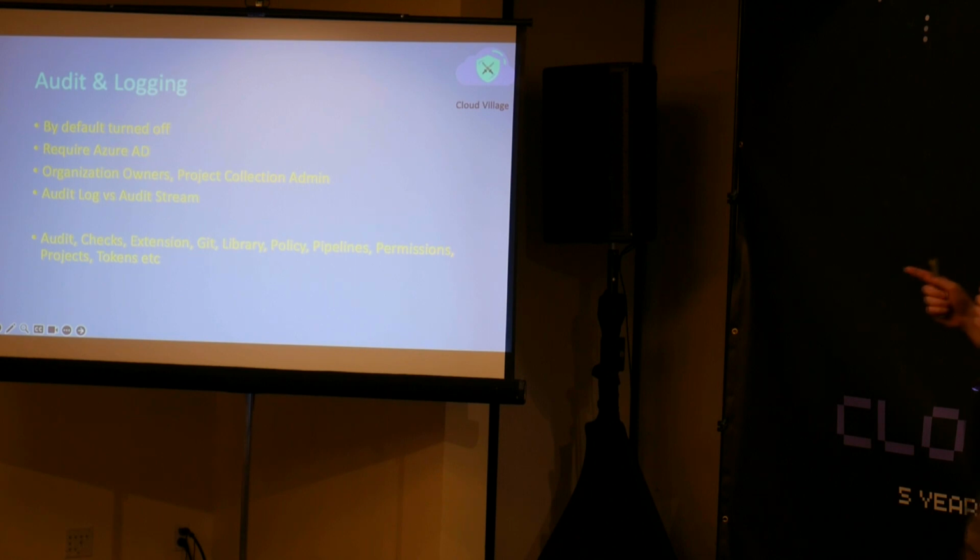We have something called audit and logging. By default, it's turned off because it requires Azure Active Directory integration, and only the organization owners and project collection admins can look at these. You have two options here once you enable it: audit log and audit stream. The audit log is where you can scroll through in the web UI and see what happened, like a pipeline was running or somebody deleted a secret and so on. While the audit stream is for forwarding all the logs to an external log system, like Sentinel.